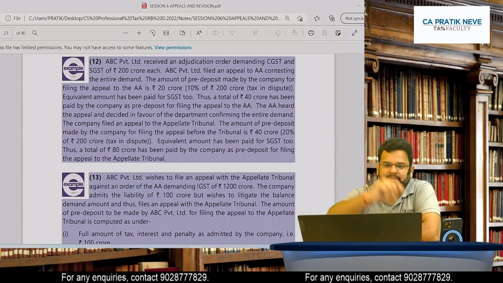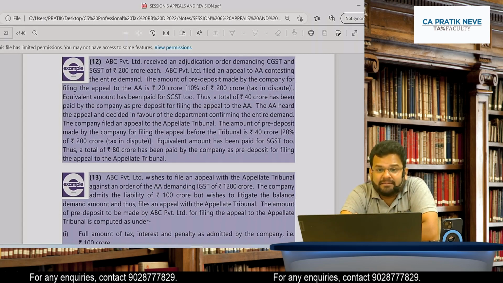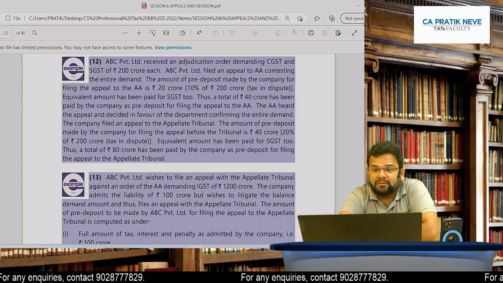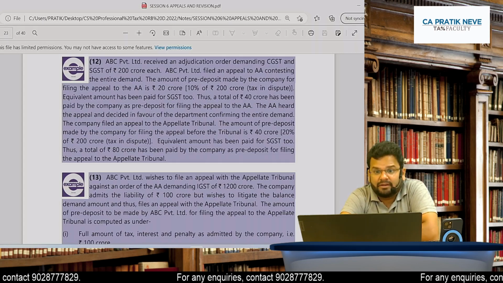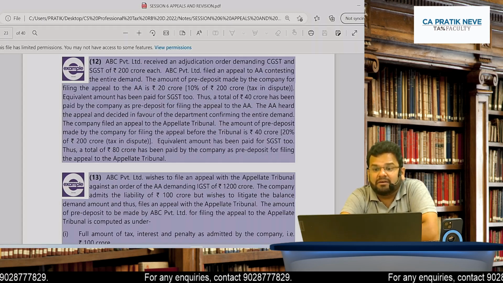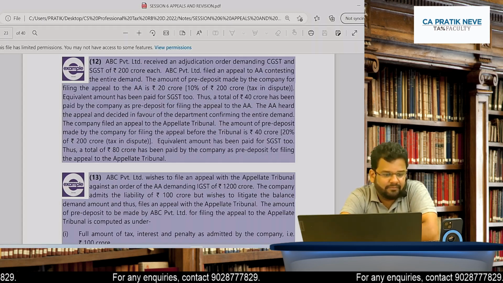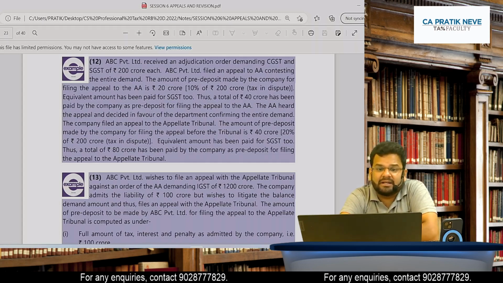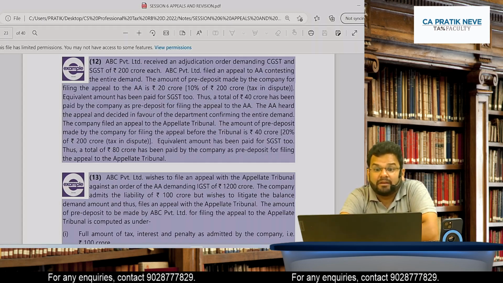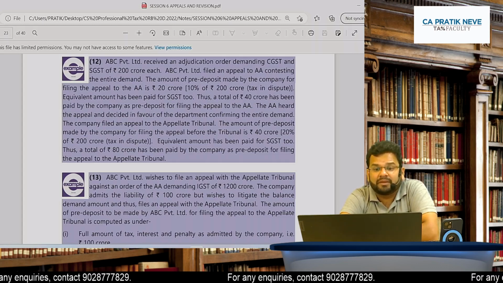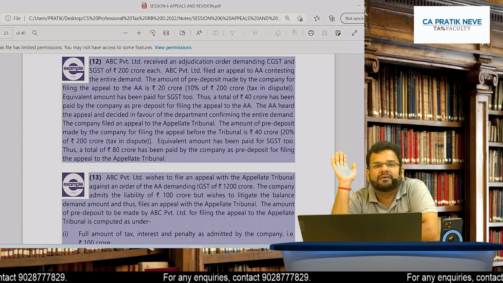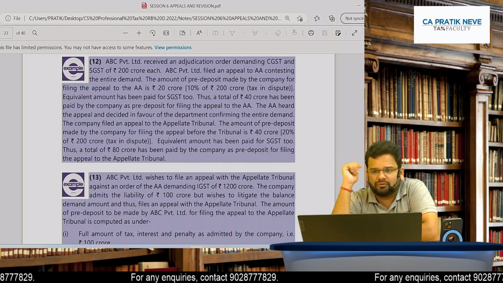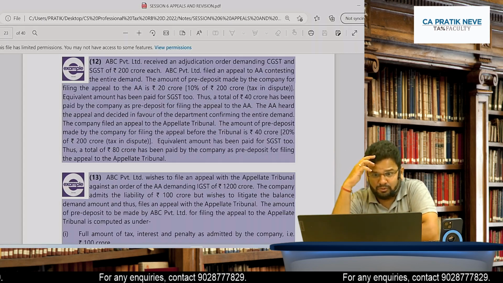See the example. ABC Private Limited received an adjudication order demanding CGST and SGST of 200 crores each. ABC Private Limited filed an appeal to appellate authority contesting the entire demand. The amount of pre-deposit made by the company for filing the appeal to appellate authority is 20 crores. Agreed? We are discussing about CGST. So it's 20 crores, which is 10% of 200 crores, which is tax in dispute.